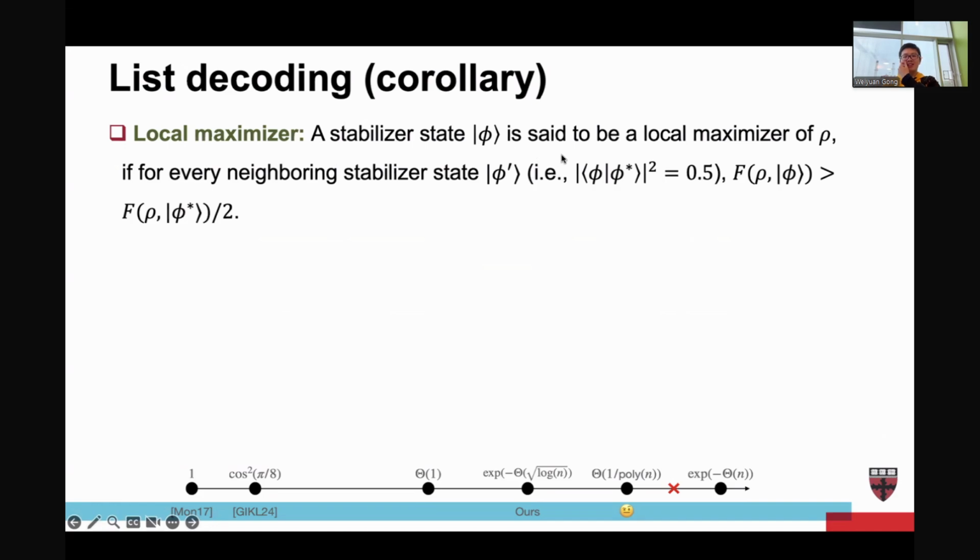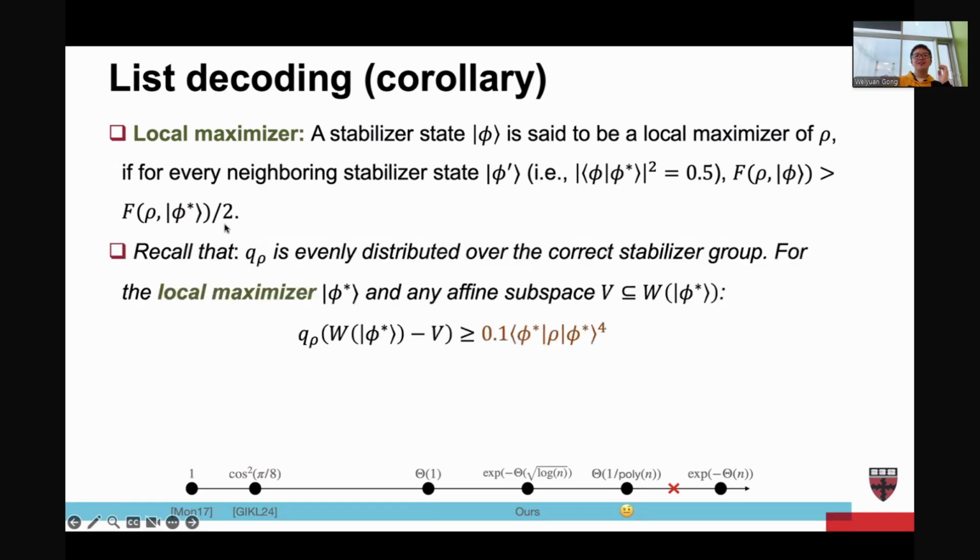A stabilizer state phi is said to be a local maximizer of rho if for every neighboring stabilizer state phi prime. Oh, I think there's a typo. Okay, if for any stabilizer state phi prime, the fidelity between rho and phi is larger than the fidelity between rho and phi prime. Sorry, here it is phi prime. So it's a local maximizer, which means that if you choose a neighboring stabilizer state, then the fidelity will drop by a factor of 2, at least.